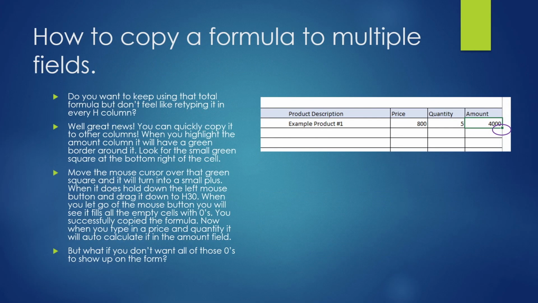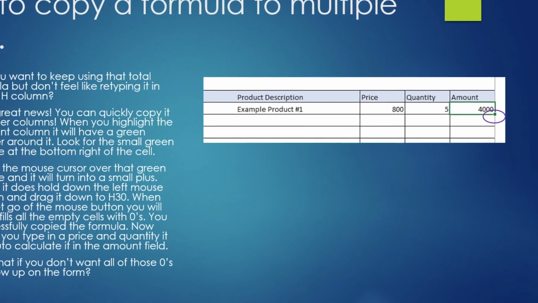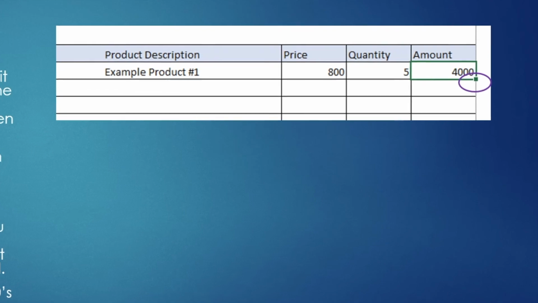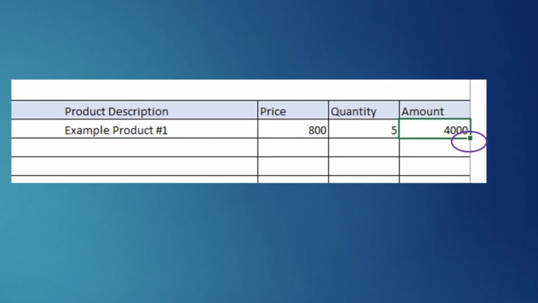Do you want to keep using that total formula, but don't feel like retyping it in every H column? Well, great news! You can quickly copy it to other columns when you highlight the Amount column. It will have a green border around it. Look for the small green square at the bottom right of the cell. Move the mouse cursor over that green square and it will turn into a small plus. When it does, hold down the left mouse button and drag it down to H30. When you let go of the mouse button, you will see it fills all the empty cells with zeros. You successfully copied the formula.